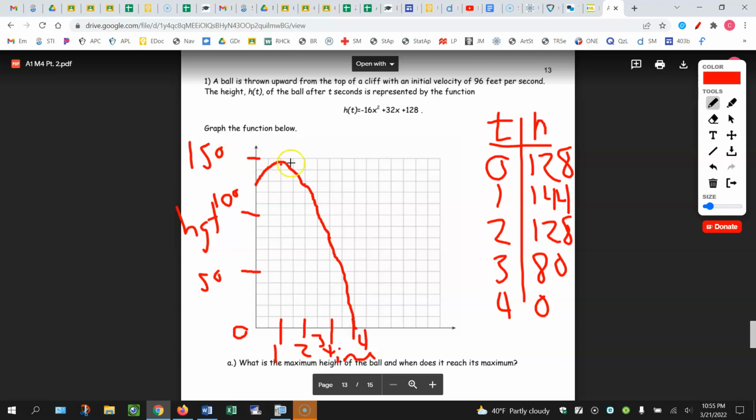Okay, so we're seeing part of the parabola. It's going up to its vertex or its turning point, its peak, its max, and then back down where it's hitting the ground here at 4, 0. Okay, so what is the maximum height of the ball and when does it reach its max? This is the vertex here, 2, 128. So I'm going to delete this and scroll down.